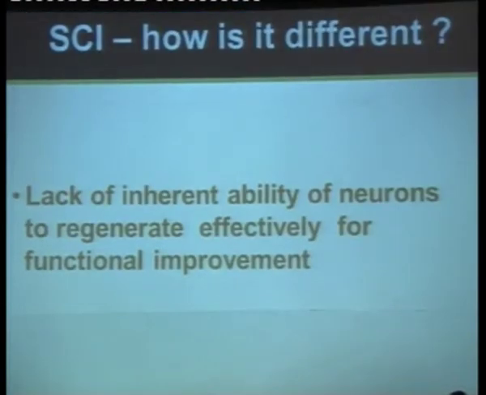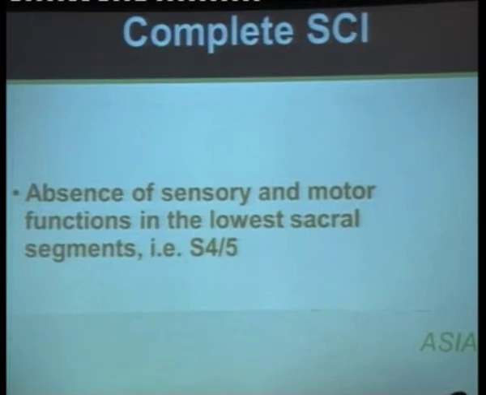There are a few things which are important to understand when we try to discuss decision making in spinal cord injury. The first is that there's a lack of inherent ability of neurons to regenerate effectively for functional improvement, and that's why if an injury is complete, it tends to remain complete for life.